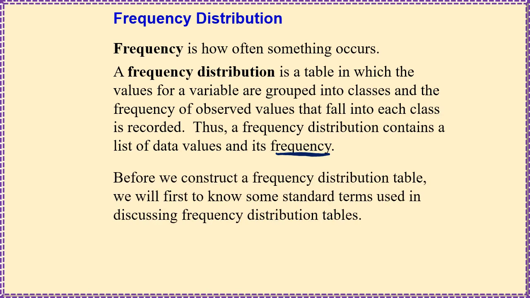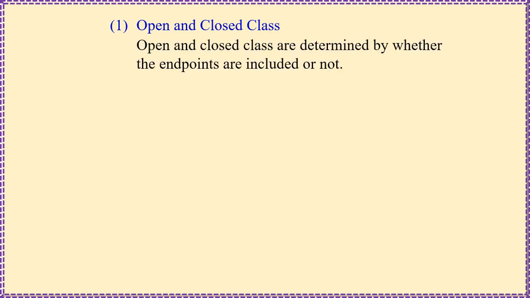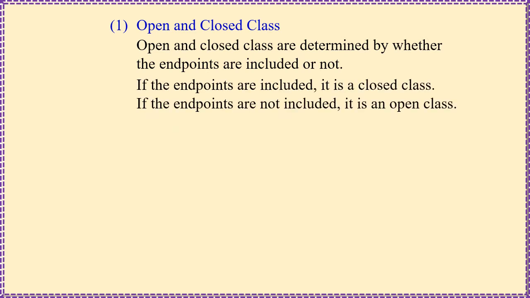Before we construct a frequency distribution table, we will first get to know some standard terms used in discussing frequency distribution tables. First of all, open and closed class. Open and closed class are determined by whether the endpoints are included or not. If the endpoints are included, it is a closed class. So endpoints included, so closed. If the endpoints are not included, it's an open class.